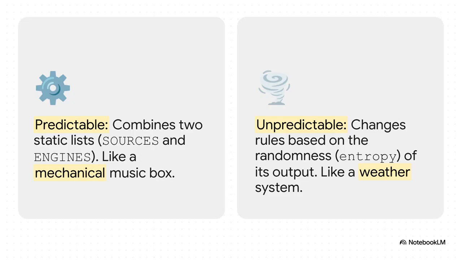To really get a feel for the range here, let's put two of these side by side. On one hand, you've got the position-dependent phylum. This is like a little mechanical music box. It just combines two fixed lists of numbers over and over to create a predictable repeating pattern. But then you have environmental dependent, which is more like a weather system. It's constantly measuring the randomness of what it just created and then changes its own rules on the fly. It's just a brilliant example of how this toolkit can produce both simple order and really complex emergent behavior.